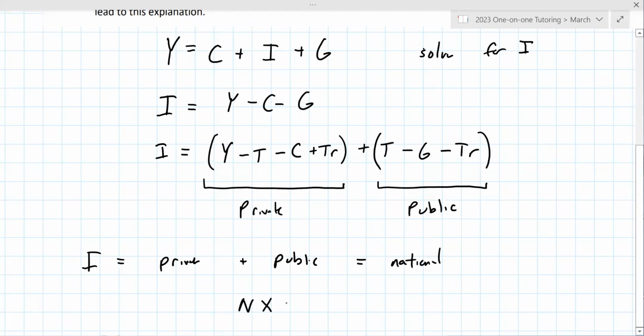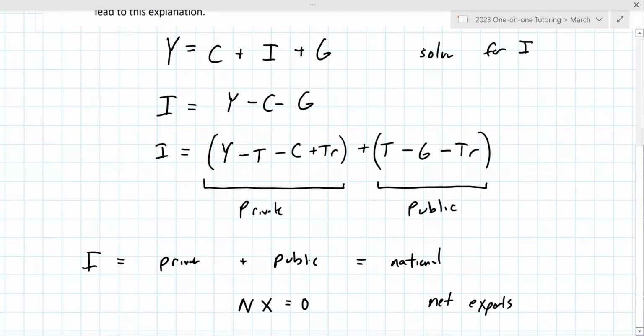Now, there's one other thing that the solution shows that I don't understand. It goes N times X equals 0, and I don't know. Net exports. Okay, that's what that is. Net exports, exports minus imports. Closed economy? Yes, closed economy, so you don't factor that in.